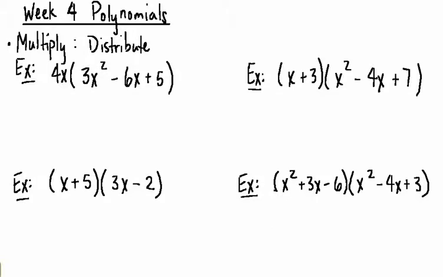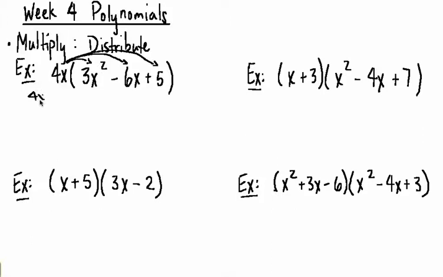The next operation of polynomials I want to cover is multiplication. When we multiply two polynomials, what we're doing is we are distributing. And so looking at the first example, this is a pretty simple example. It's just distributing. Notice my first polynomial is actually a monomial. We only have one term. And when we distribute, we just multiply 4x times everything inside the parentheses.